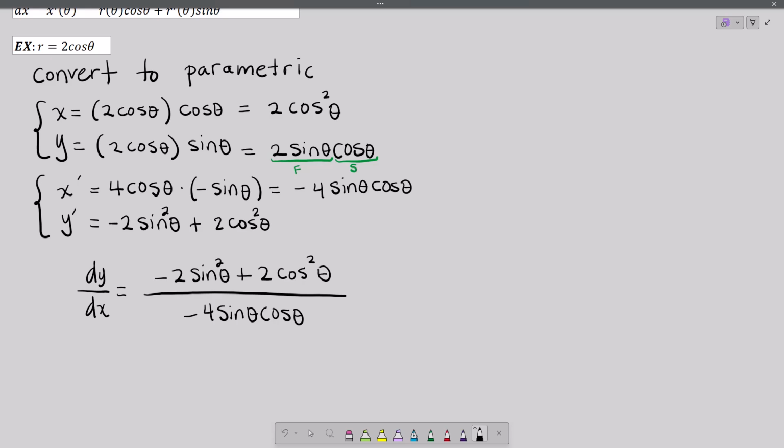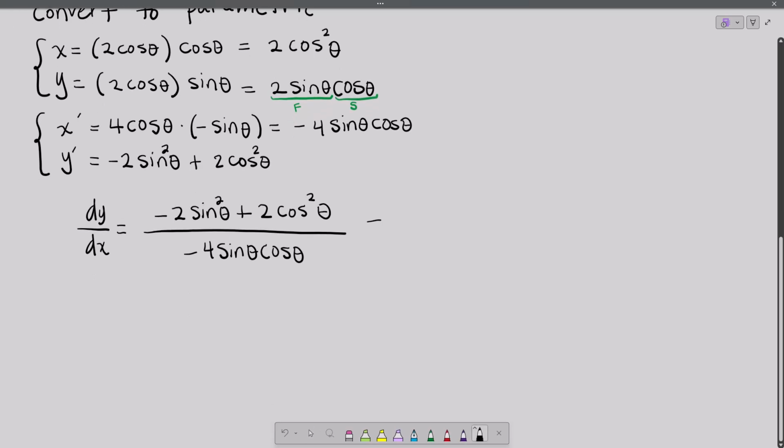If you want to be clever, you maybe recognize those as double angle identities. If you wanted to be clever, you could say that the denominator 2 sine theta cosine theta is sine of 2 theta. So you could write this as negative 2 sine of 2 theta. And in the numerator, we have cosine squared minus sine squared. Cosine squared minus sine squared is cosine of 2 theta.